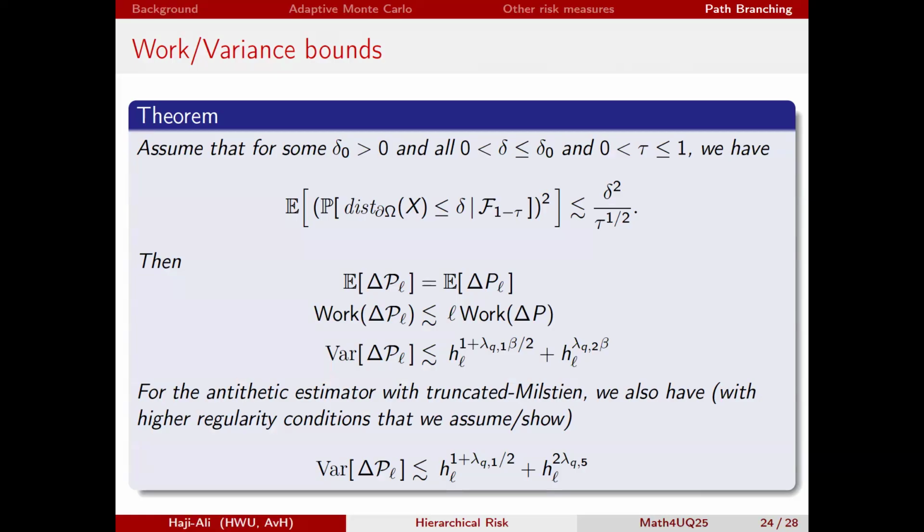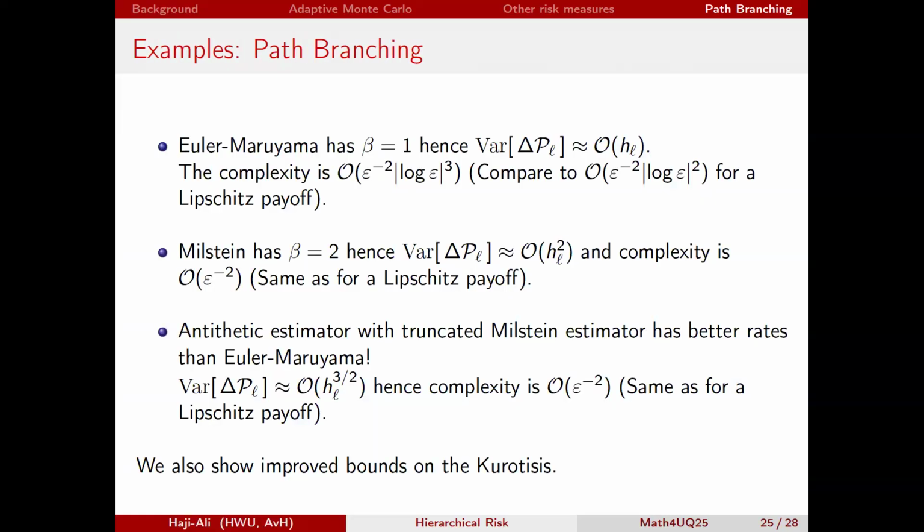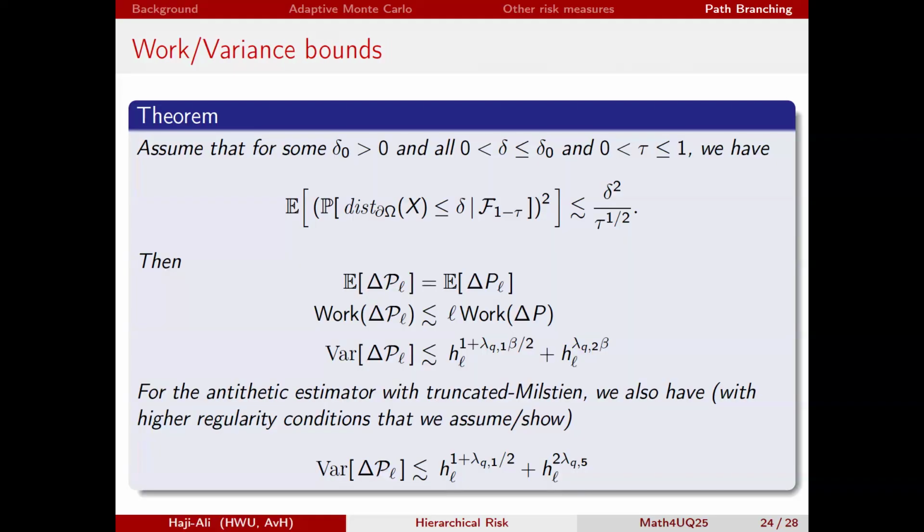And actually, this works not only for these simple estimators like Euler-Maruyama and Milstein, but also for the antithetic, where I have similar improvements. So let's just work out some examples. Euler-Maruyama has beta equal to 1, so HL is 1.5, and beta is equal to 1. So this one dominates, and I get that the variance of this new estimator is as good as if I had the Lipschitz function, which is what I wanted. For Milstein, beta is equal to 2, so this one dominates. No, actually, they will be the same order. So I get, again, the same as a Lipschitz function.